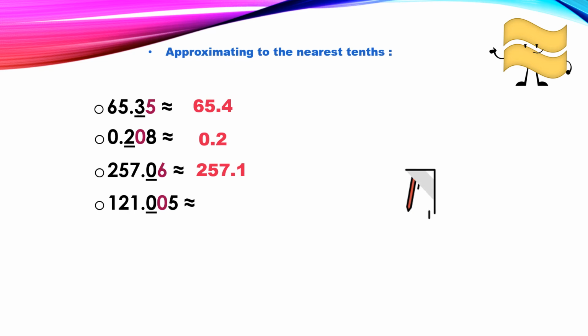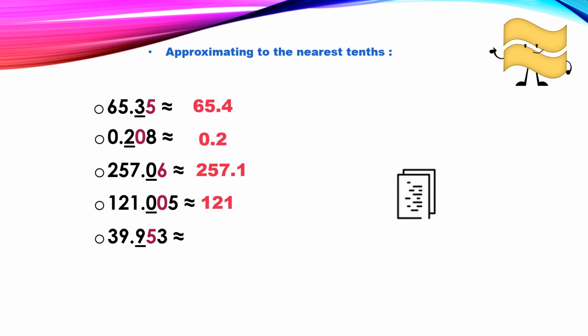Another question. 121 and 5 thousandths. My eyes are on the digit in the tenth place. It's 0. What is the digit before it? It's 0. Poor, very poor. So I will replace all the digits with 0 and keep 0 as it is. So the answer will be 121.